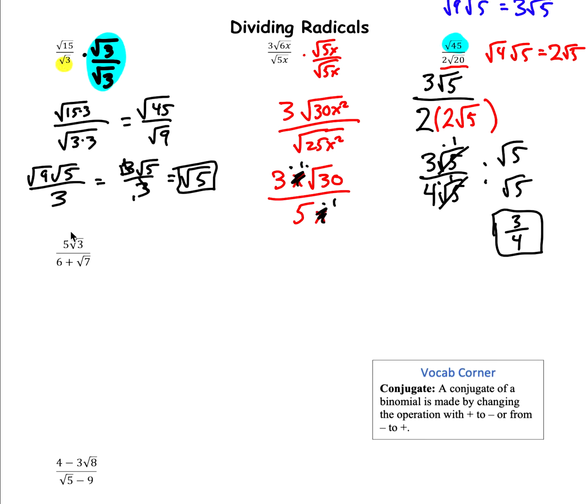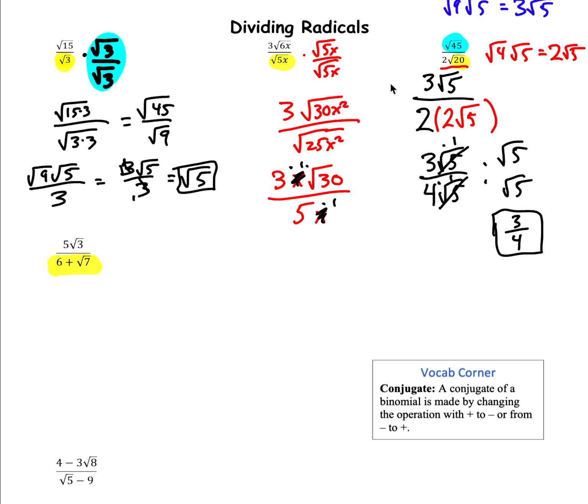Looking at the next expression, 5 radical 3 divided by 6 plus radical 7. First off, I want to know, how is this expression a little bit different than the other 3 we've done? Well, look at the denominator. We have 6 plus radical 7 instead of just a radical like in the first 2, or in that third one, a number times a radical. We have a number plus a radical. So that's going to change a little bit what we have to do.